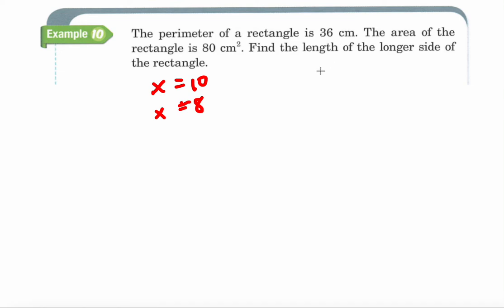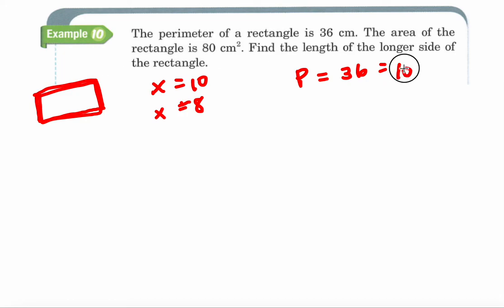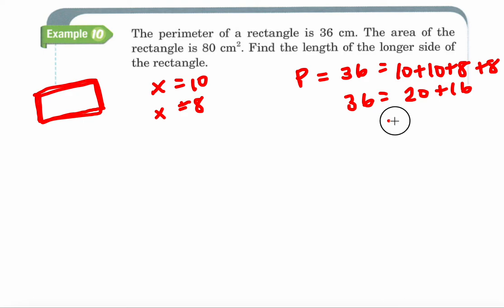The perimeter of a rectangle is 36 centimeters. Remember, perimeter is telling you the total outside, adding up all the sides. So we have 10 plus 10 plus 8 plus 8, and these are all centimeters. So does 36 equal 20 plus 16? Yes, it does. So far the perimeter checks out.